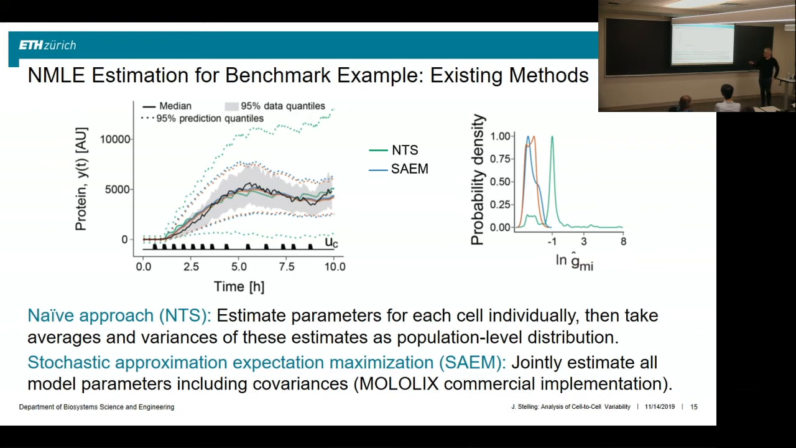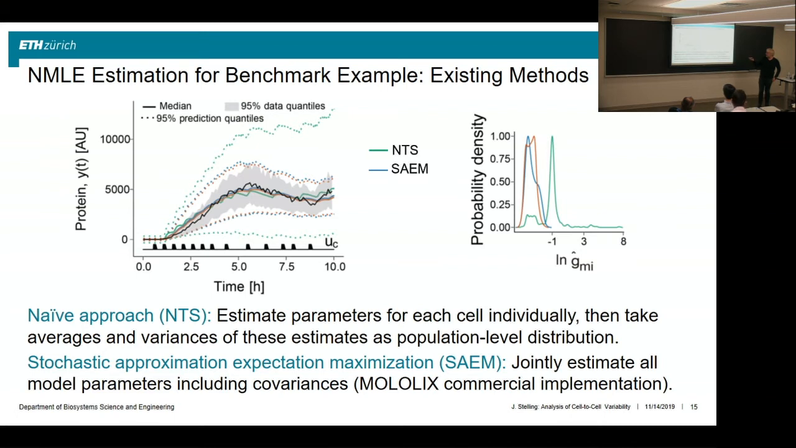On the left you see the experimental data over time. This is the input here, this is the protein concentration. So the y-axis is the protein fluorescence, normalized by cell volume, so it's a concentration. The data median is the black line, and these are the 95% quantiles of the data in shading.